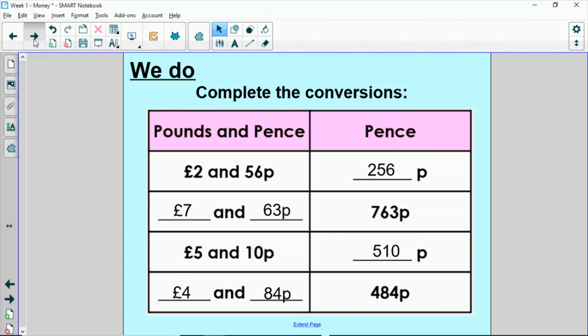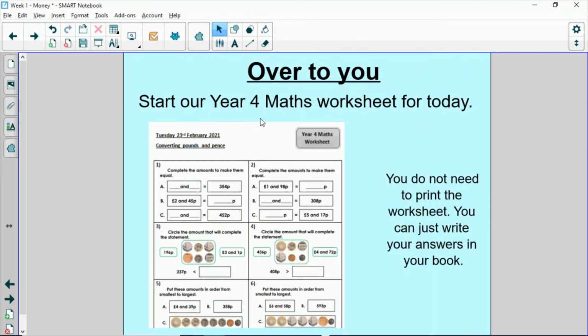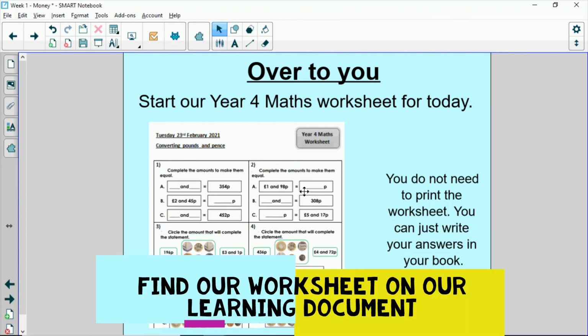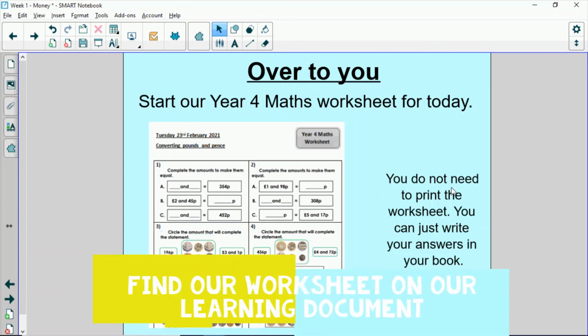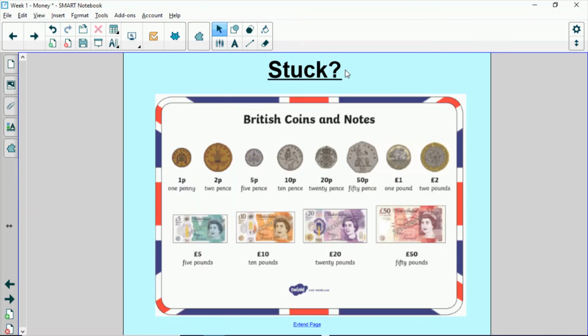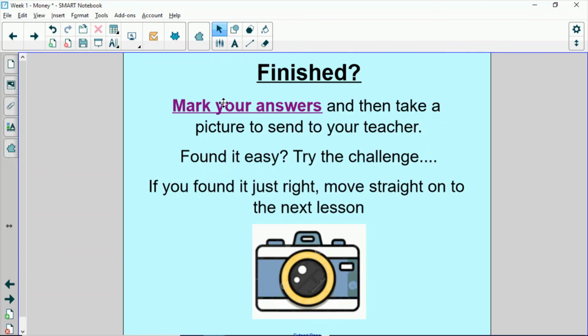Now, year 4, we are done with our We Do questions. It's over to you to start our year 4 maths worksheet, which you'll find on our learning document for today. Just like yesterday, you can either answer the question straight into your book, or there is the link to print there. You don't need to print it, remember, but the link is there if you'd like to use it. Remember, if you are stuck, we've also got this help sheet that will be up for the whole of the week, just showing the coins and the notes and what they're worth. And once you're finished, see if you can use your purple pen to mark it and then take a picture to send to your teacher. Just like we've done for all of our maths lessons, there is a challenge if you find it really easy. If you found it just the right level, move straight on to the next lesson.